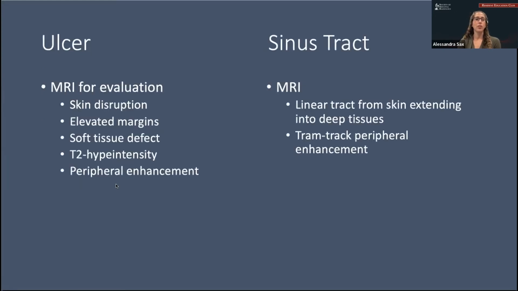So those imaging features are pretty straightforward. Ulcer: skin disruption, with or without elevated margins. You're going to see that defect. It's going to be T2 hyperintense and have some peripheral enhancement. And our sinus tract is going to be more of a linear tract extending from the skin or ulcer deeper into the soft tissues. And that's going to have some tram-track peripheral enhancement.